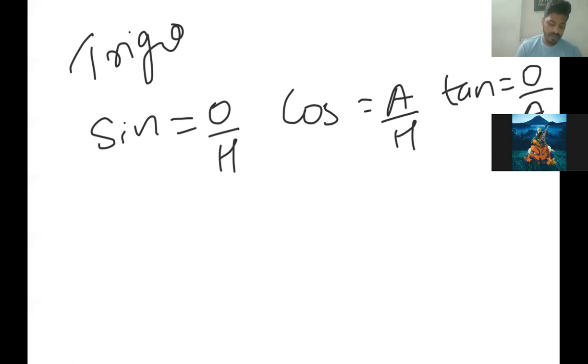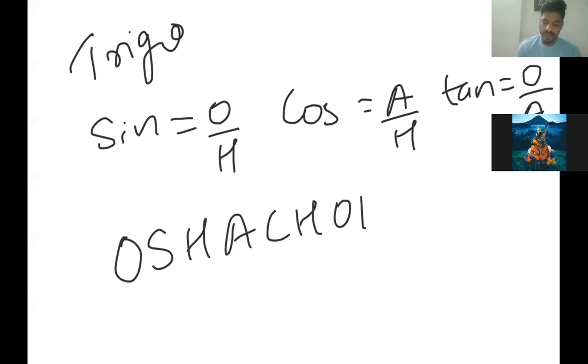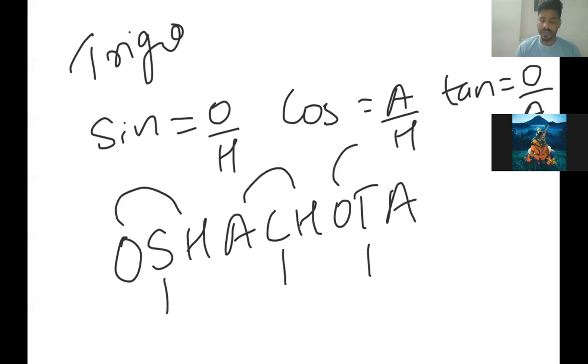In simple words, we call it O Sha Cho Ta. So sine is opposite upon hypotenuse, cos is adjacent upon hypotenuse, and tan is opposite upon adjacent. This is the basic formula we have for the very first time, and with this formula we move on to the next type.